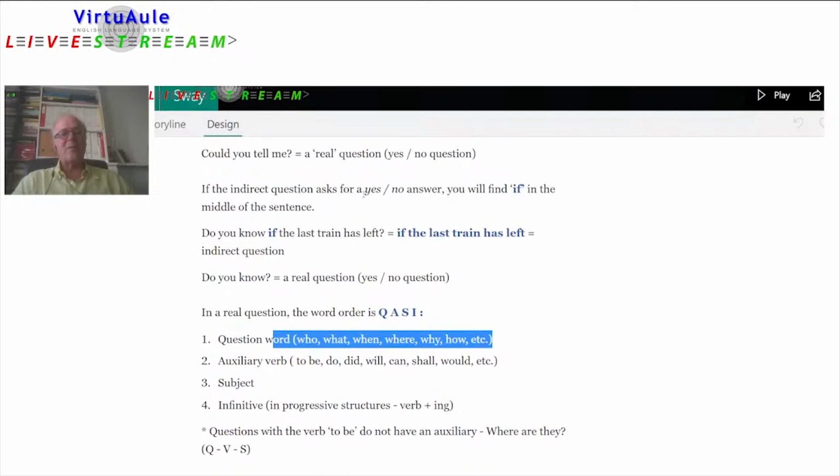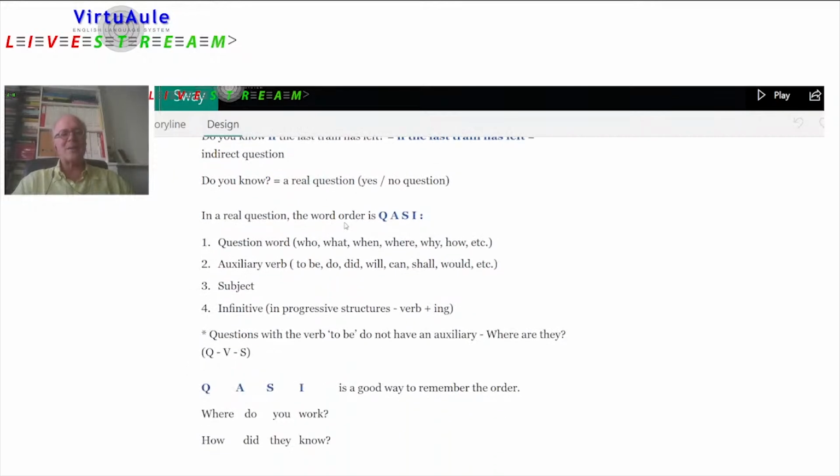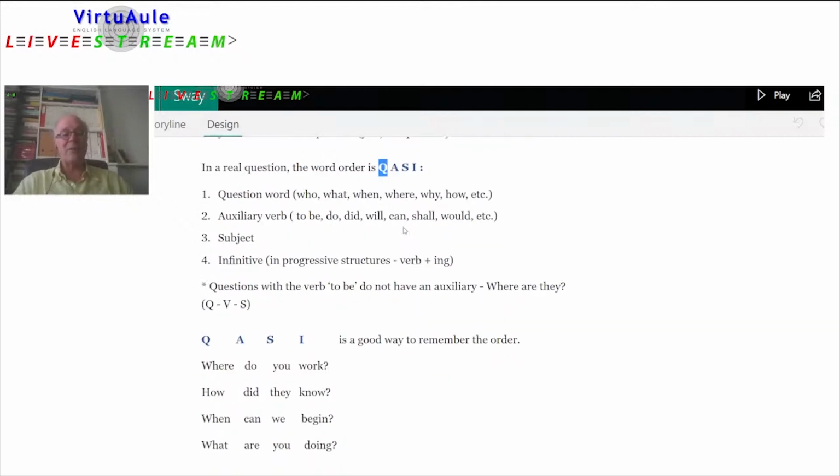Notice here that we don't have the question word in the beginning, we have it in the middle. That's how you know that that is not a real question, because a real question must start with a question word if it's about information. If it doesn't have a question word, regardless, you're going to find the auxiliary verb: to be, do, did, will, can, shall, would, etc. All of those auxiliaries are either the first word in an information question or the second word in a question with question words. Question word, auxiliary, subject.